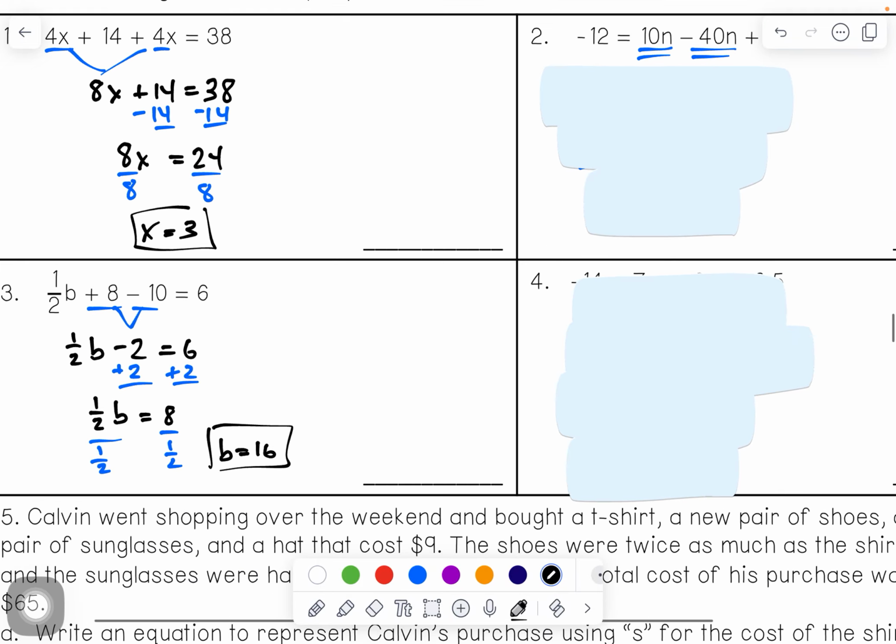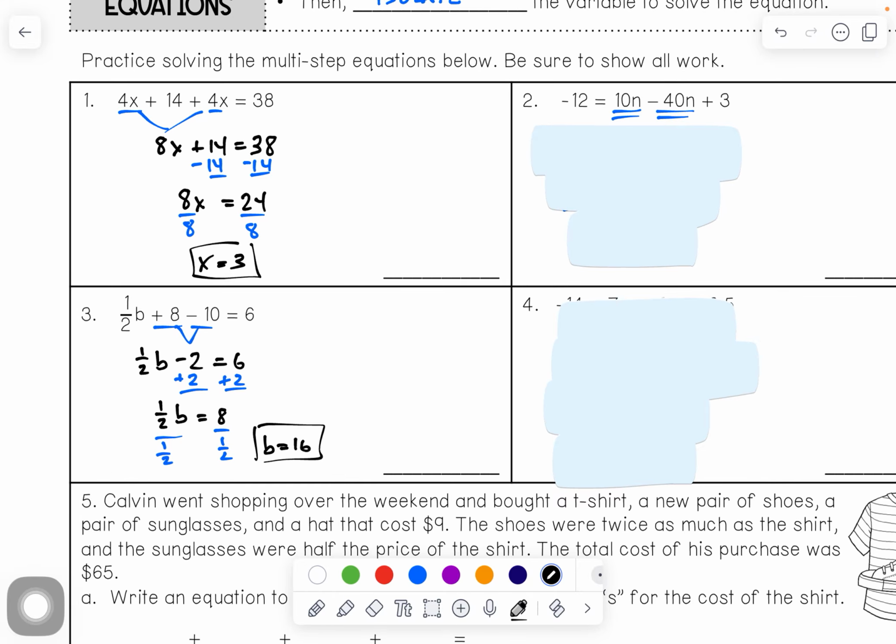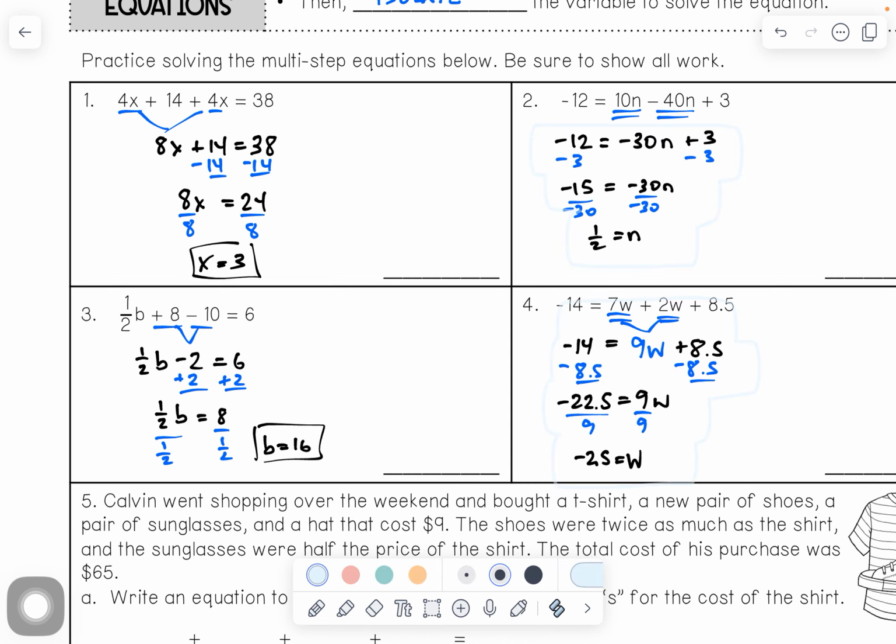All right, go ahead and pause the video and try numbers 2 and 4, and then come back and see if you got them right. So there's your answers for 2 and 4. If you need to pause to observe the work or to copy it down, go ahead and do that.